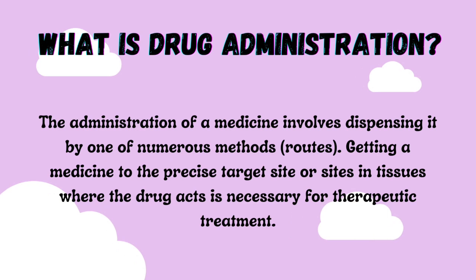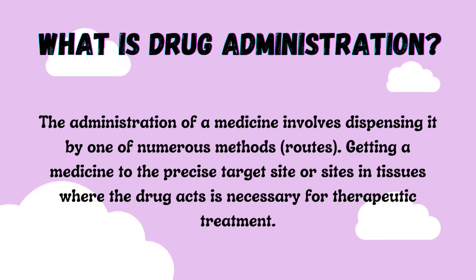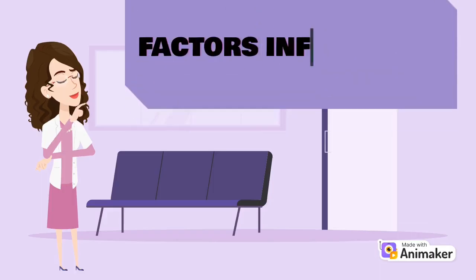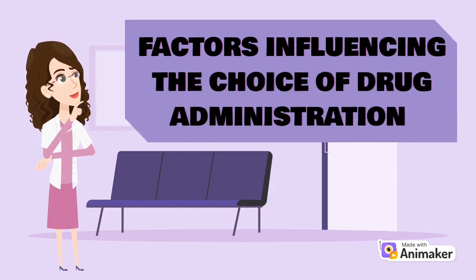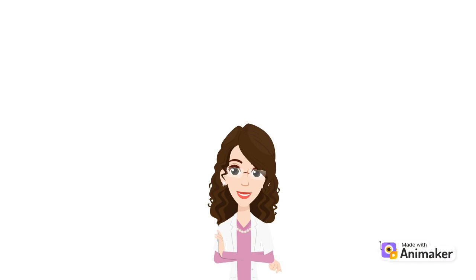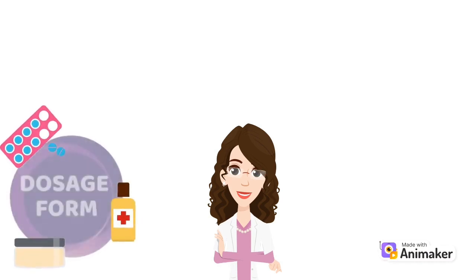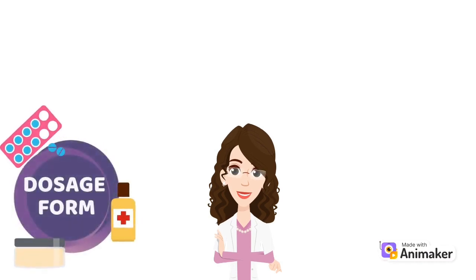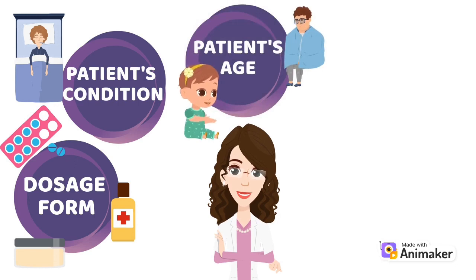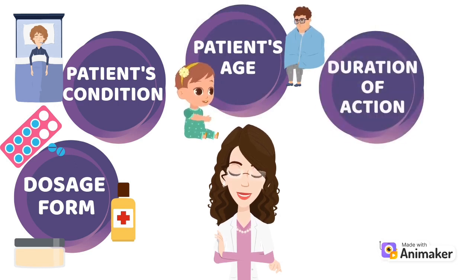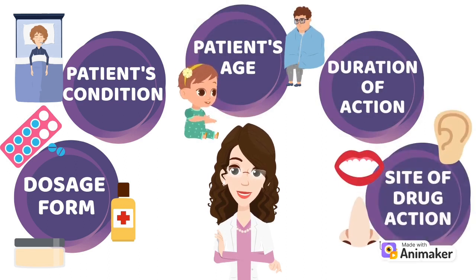So here is the overview of what the drug administration means. But before that, let us see what are the factors that influence the choice of drug administration. Firstly is the dosage form of the drug, either liquid, solid, semi-solid or gas. Second is the patient's condition, either conscious or not. Third is the patient's age from newborn to elderly. Fourth is the duration of action, either slow or long. And lastly is the site of drug actions.